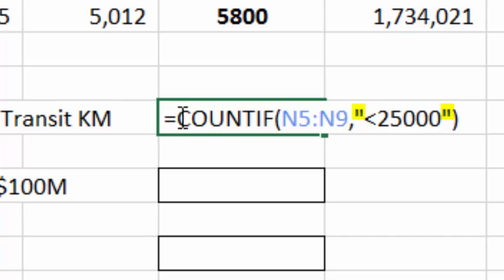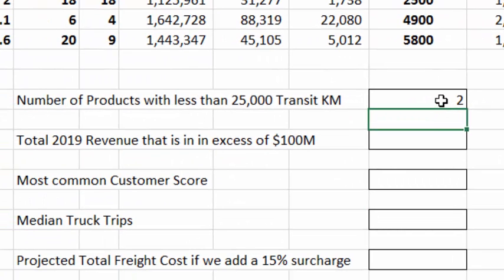So we're going to tell Excel to count any number in here if they are less than 25,000. And we've got 2. Because of this particular example, we don't have that many numbers, so it might not make sense to you. But there's a lot of other situations where you might want to look for things that are less than or more than.